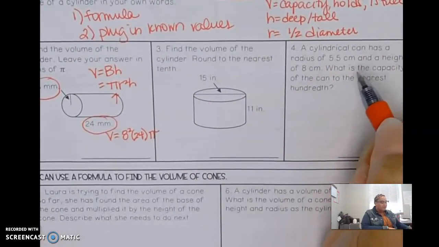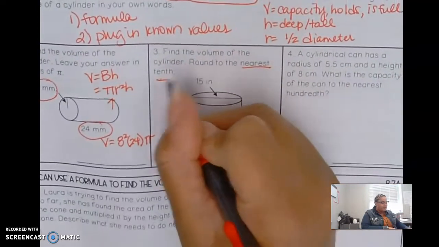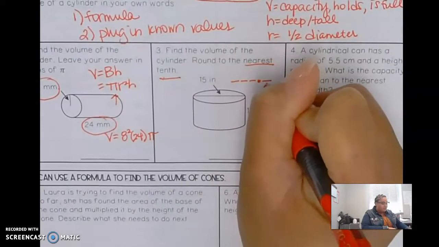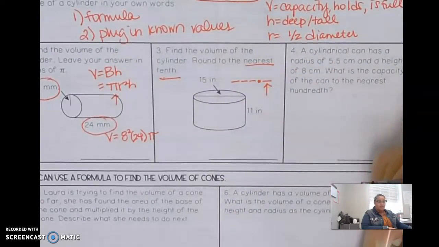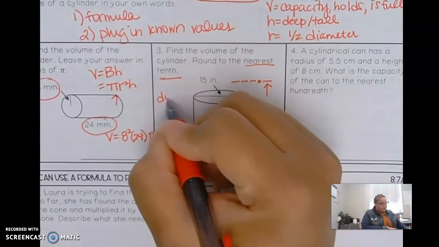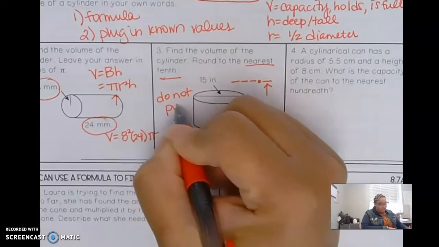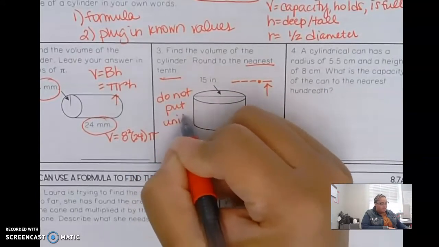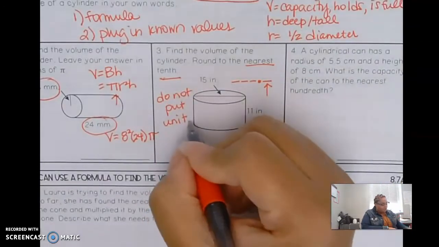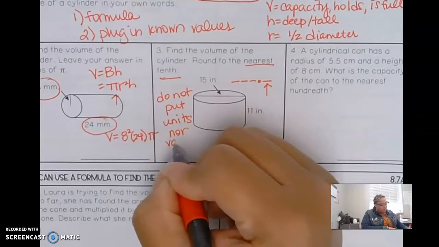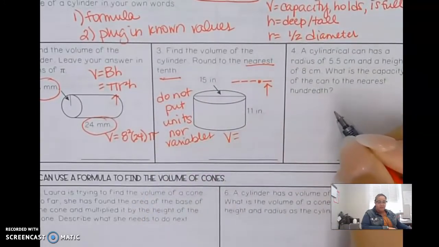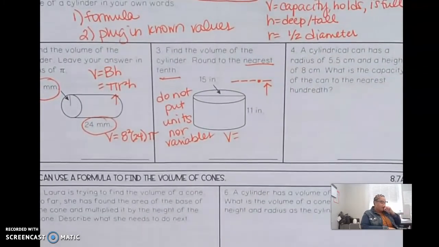Number 3, it says find the volume of the cylinder, round to the nearest tenth. So you'll get a number and you're going to round to this place. Okay, it should only be one number after the decimal. When you input this in Skyward, do not put units. You should not put any letters or units in your answers in Skyward. You're just putting a straight up number. Do not put units nor variables. So don't say V equals. Okay, I'll take points off if you do. Just put in the number there straight up.